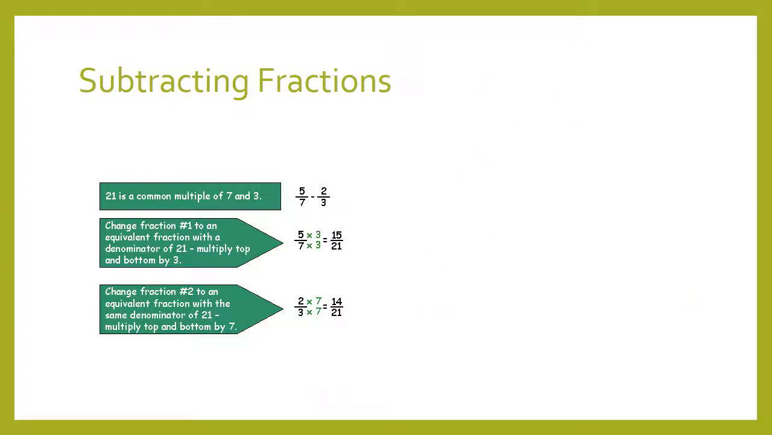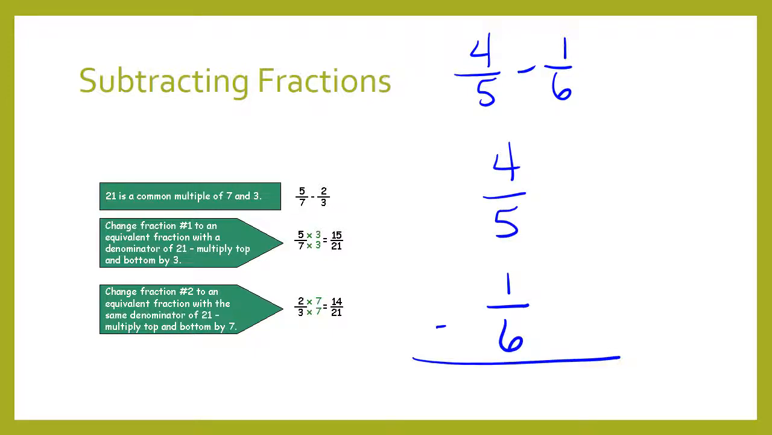Let's do one more. So if I had 4/5, take away 1/6. Of course, I would write it vertically, with a space, and very neatly. And then I would list my denominators, and I would start with the largest one first. 6 times 1 is 6. Can 5 go into 6 evenly? No. 6 times 2 is 12. 5 times anything equal 12?